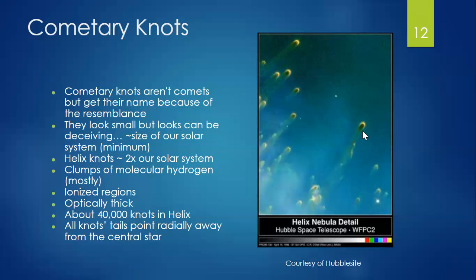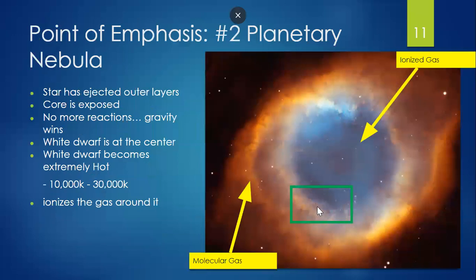They're self-shielding to where they're optically thick. What optically thick means is that if you look at the head of this cometary knot, it's dark right here because light can't pass all the way through it. So that becomes very, very interesting. Where do they come from? And one thing to also note is that there's a pattern between the cometary knots. If we back up here, they're all pointed radially outward from the central star.